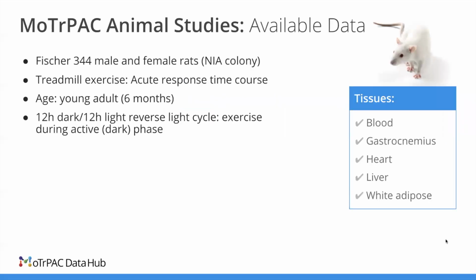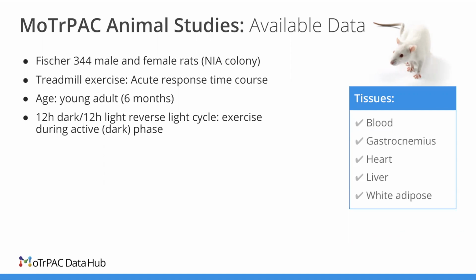Next. Okay. So to start with, there's a certain amount of data that is currently publicly available. And this comes from studies that were using Fisher 344 male and female rats. And these rats came out of the NIH colony. We used treadmill exercise, and these tissues come from the acute response to exercise time course. The age of the rats is 6 months of age.